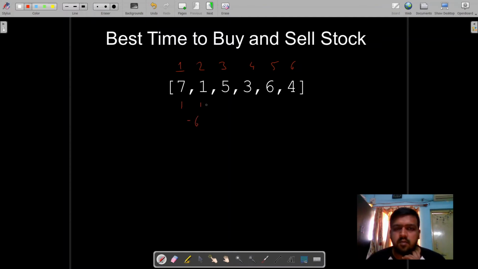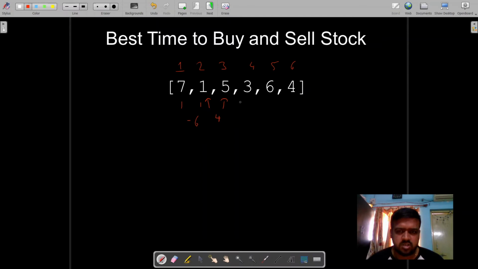Similarly, if I buy on the second day and sell on the third day, I have a profit of 4, which is a positive sign. But is this the maximum profit that I can gain? That is a question to be answered.